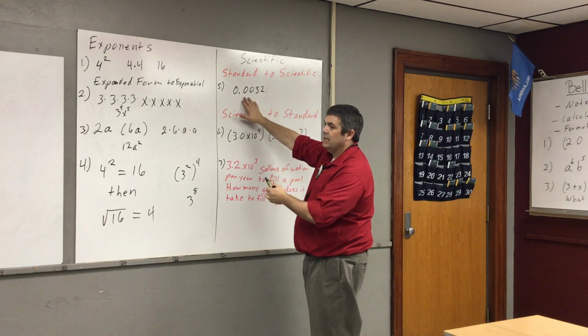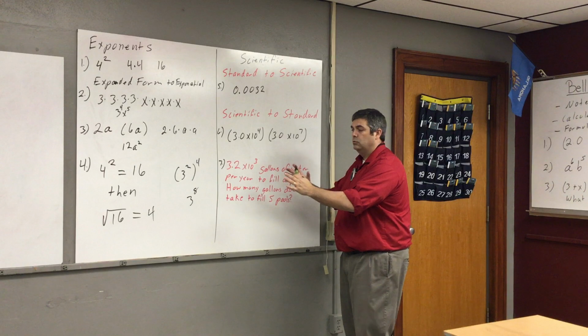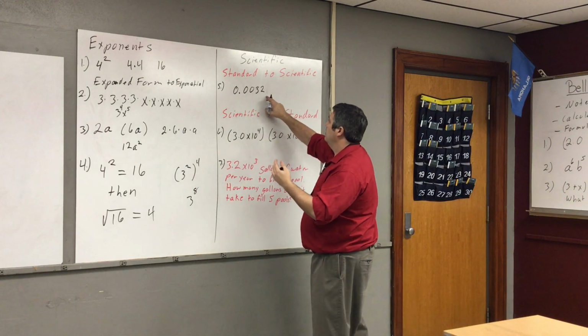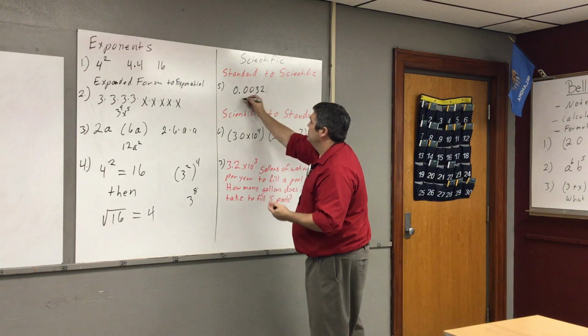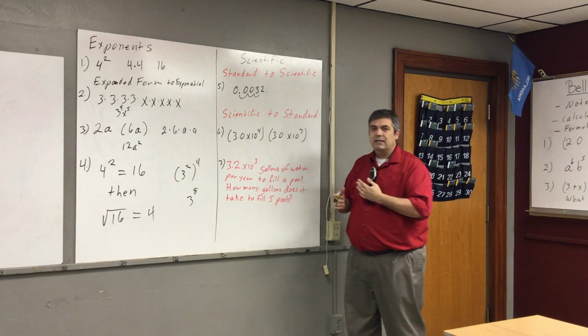So here we have it as standard, which is just the normal way that you see numbers, and we're going to take it into scientific. So I have 0.0032, and I want to write it as scientific. Now all I'm going to do is move this decimal: 1, 2, 3. Now why do I put it behind that 3?